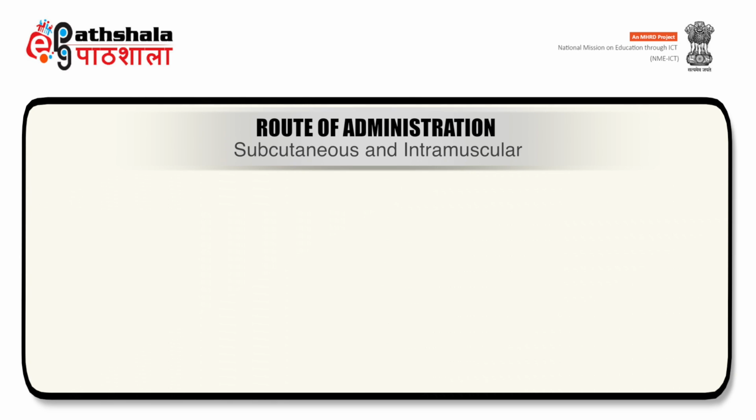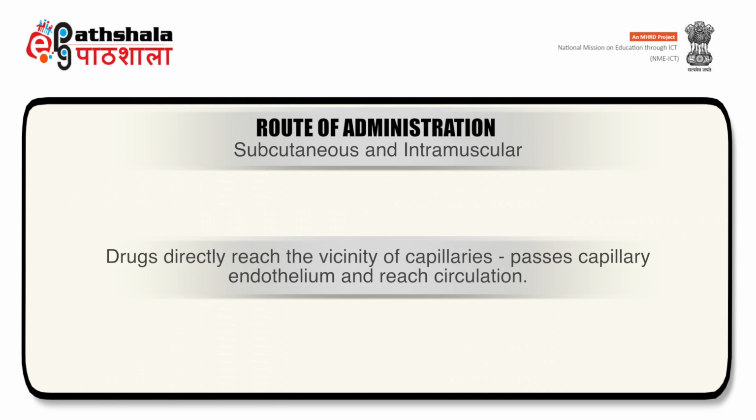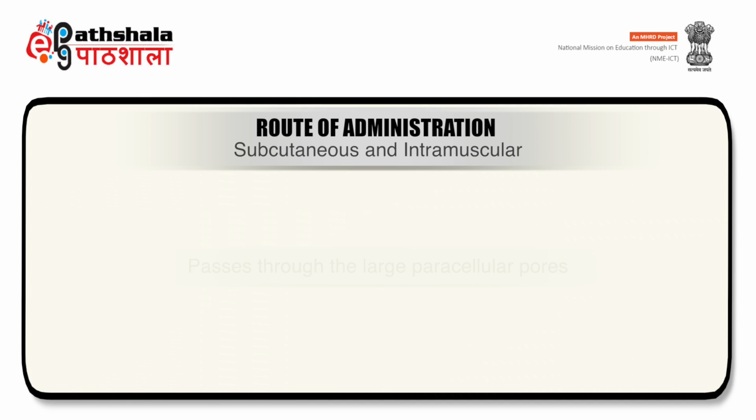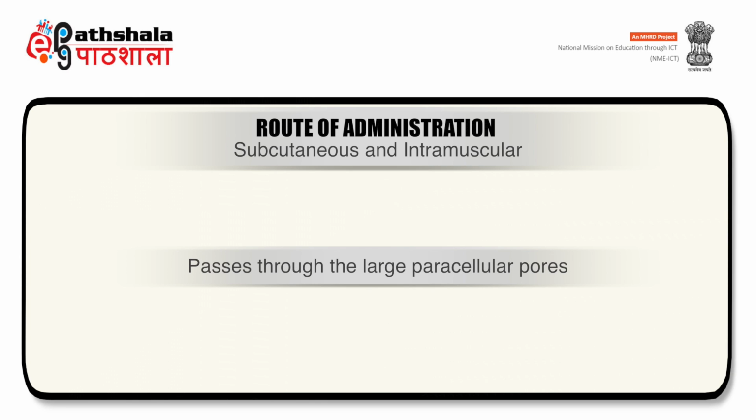In case of subcutaneous and intramuscular routes, drugs directly reach the capillaries and, through the capillary endothelium, finally reach the circulation. It passes through large paracellular pores, faster and more predictable than oral absorption. Exercise and heat also increase the absorption. For example, adrenaline decreases the absorption.